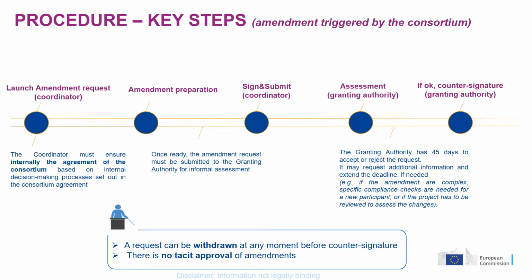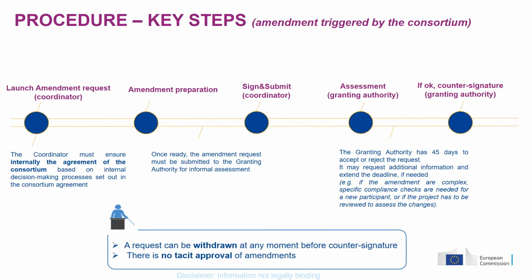Then still about the timeline. When the coordinator thinks about an amendment or is considering this with the consortium, a best practice is that if you have a doubt whether or not you need an amendment, you should contact your project officer in charge of the grant and discuss this with the project officer, so that you go in the right direction of knowing whether or not you need an amendment.